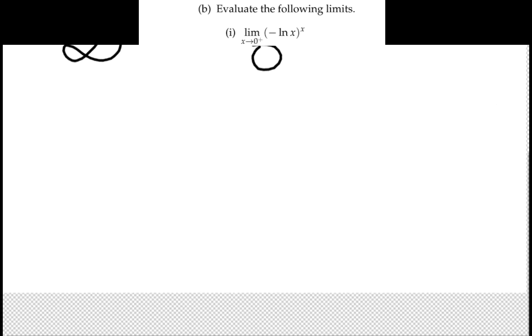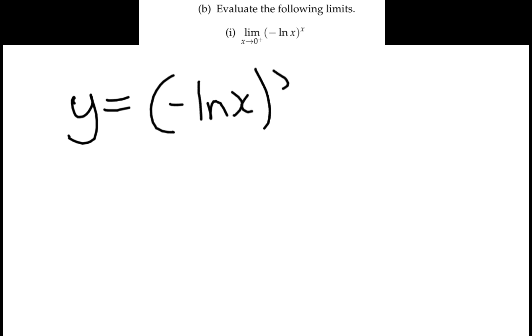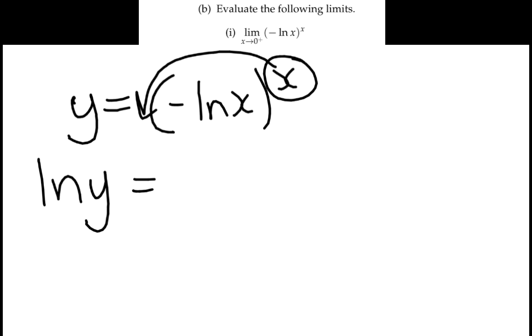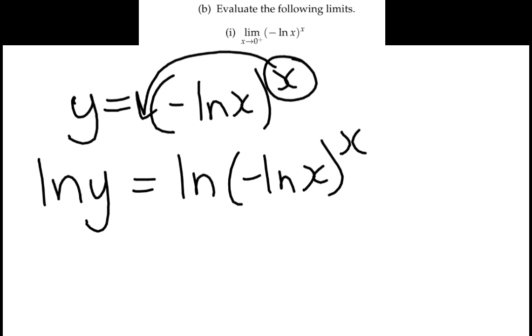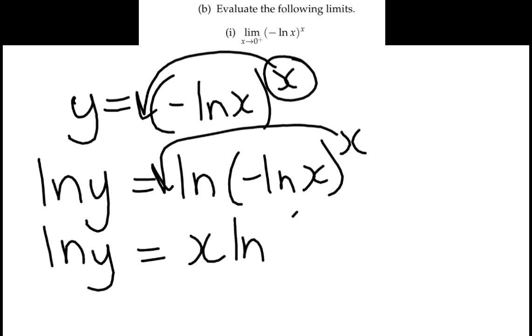So the first step is we are going to take the function within the limit and equate it to a variable. Let's say y. y is equal to negative ln x to the power of x. We want this x here to come down. And the way we can do that is we can take the natural log of both sides. We can bring that power down to the front, like that. So now we have ln y is equal to x ln negative ln x.